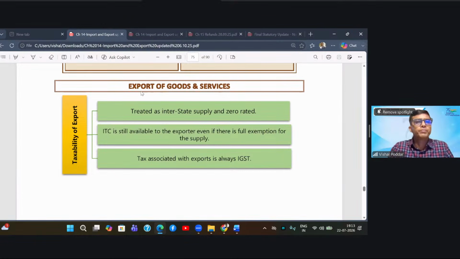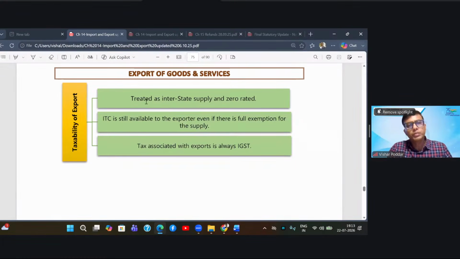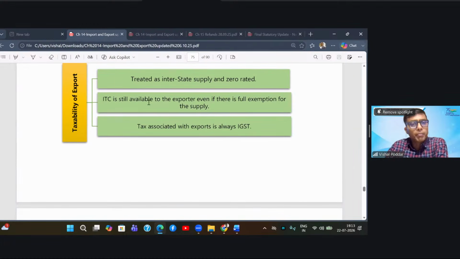Now, students, we talk about export of goods and services. First, similar to import of goods and import of services, export is also to be treated as interstate supply. And most important, besides being interstate supply, it is also treated as zero rated. What it means we have seen above. Important, even though it is treated as zero rated, still you are eligible for ITC.